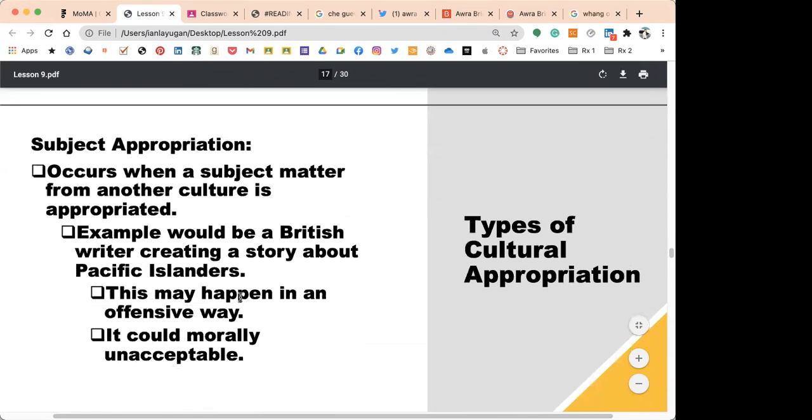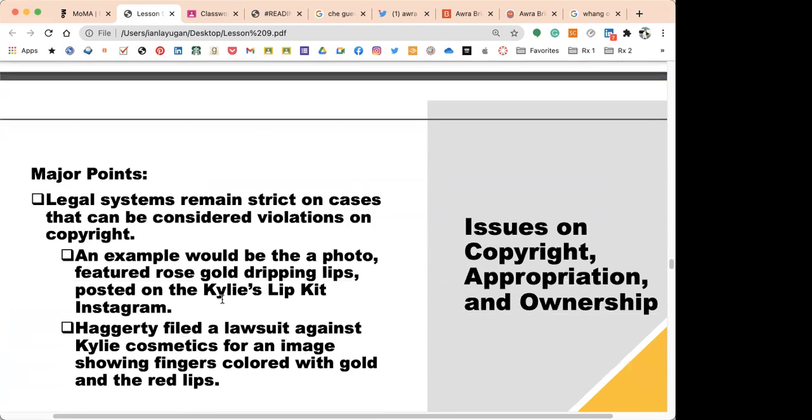So subject appropriation occurs when the subject matter is from another culture, like a British writer creating a story about Pacific Islanders. This may happen in an offensive way, and it could be morally unacceptable, especially when they make fun of, 'di ba, especially Asian culture in movies. Ayan, major points. Legal systems remain strict on cases that can be considered violations on copyright. An example would be the photo featured rose gold dripping lips.